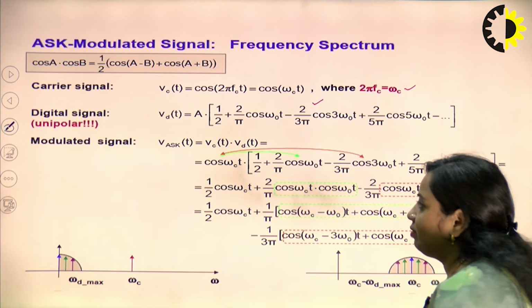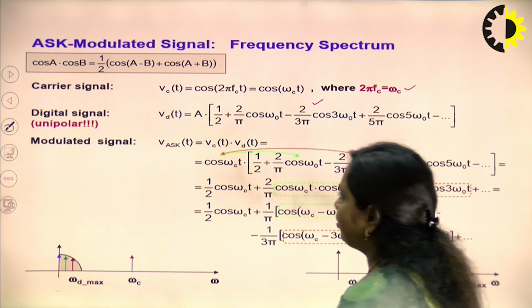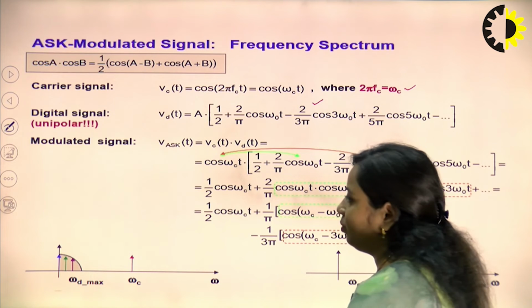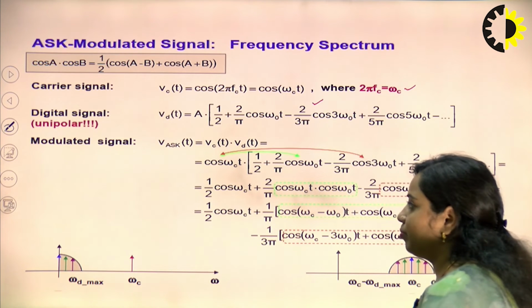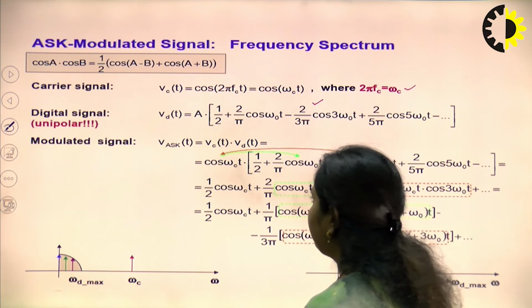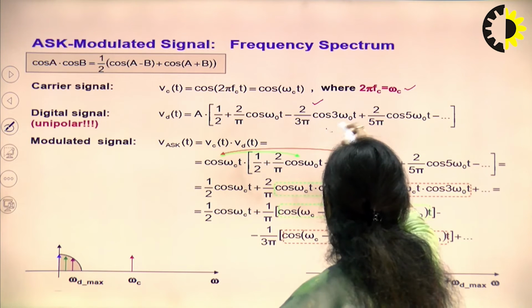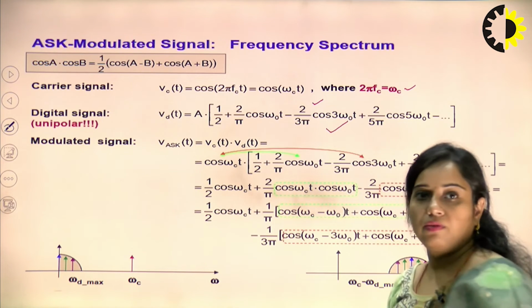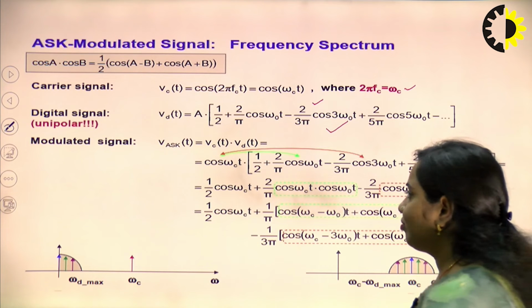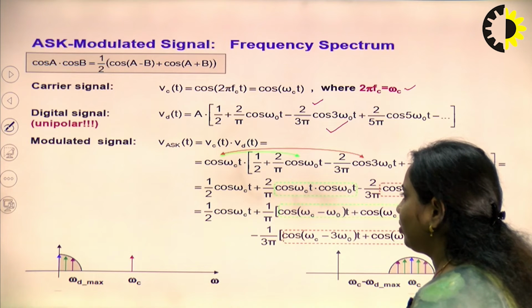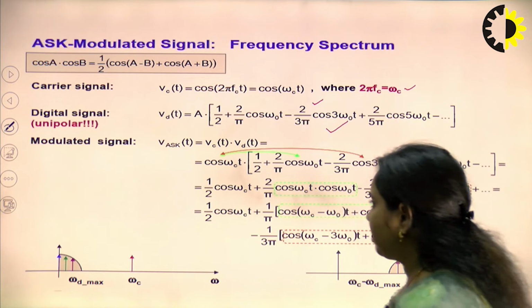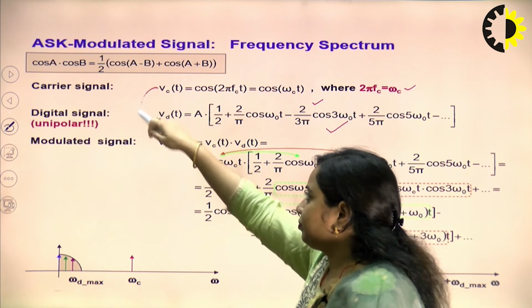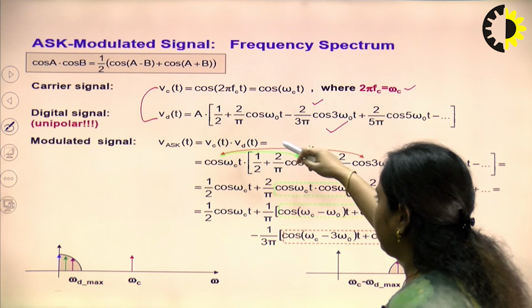Then the digital signal we will consider is unipolar in nature because we have considered only one amplitude, that is on the positive side. So, Vd(t) equals, we are going to expand this because it is a kind of periodic waveform. So, it can be expanded using a Fourier series. So, that will be the formula. Then the ASK modulated signal is generated by simply multiplying these two signals, Vc(t) multiplied by Vd(t).